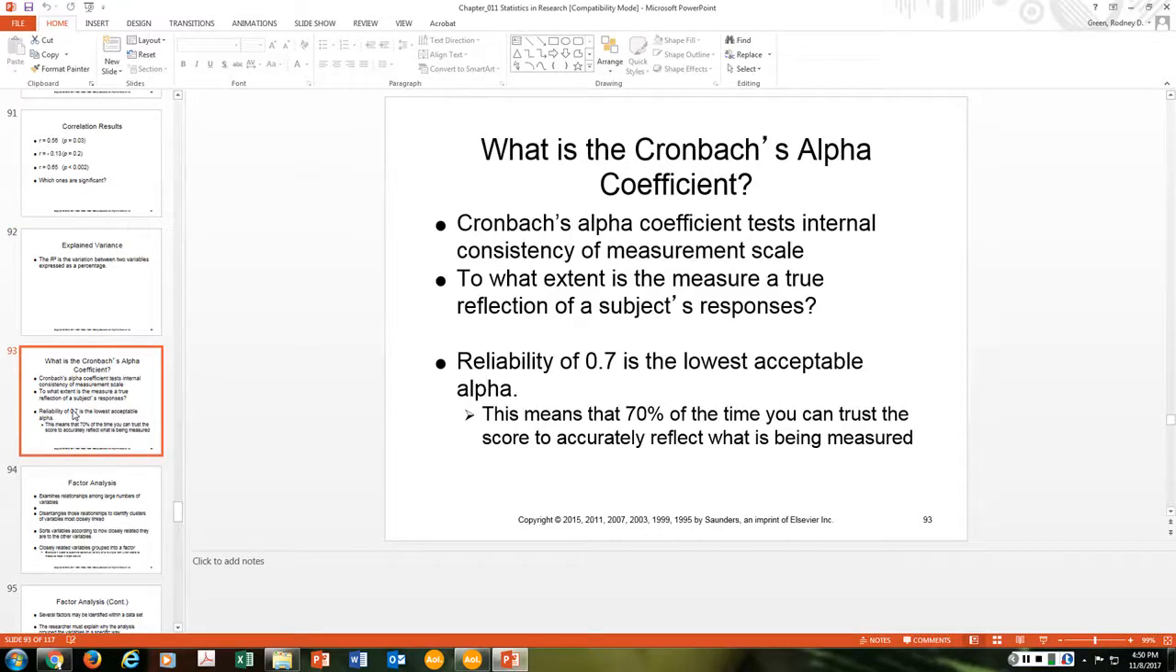Cronbach's alpha, we've talked about this one before. To what extent is the measure a true reflection of the subject's responses? It tests the internal consistency of a measurement scale, and a reliability of 0.7 is the lowest acceptable alpha. That means that 70% of the time you can trust the score to accurately reflect what is being measured.